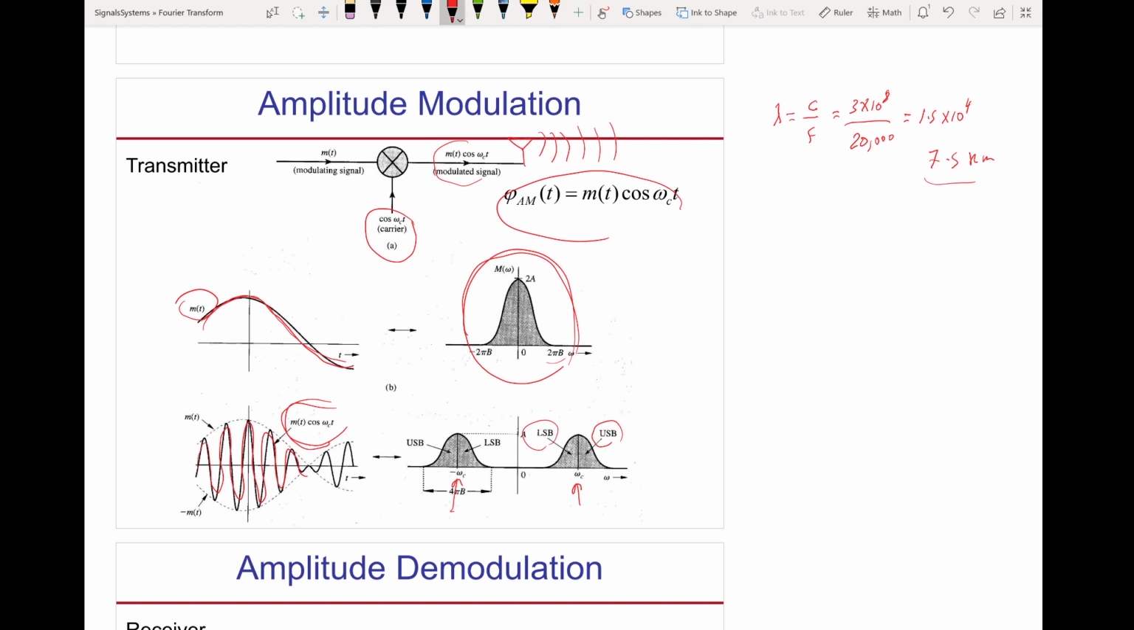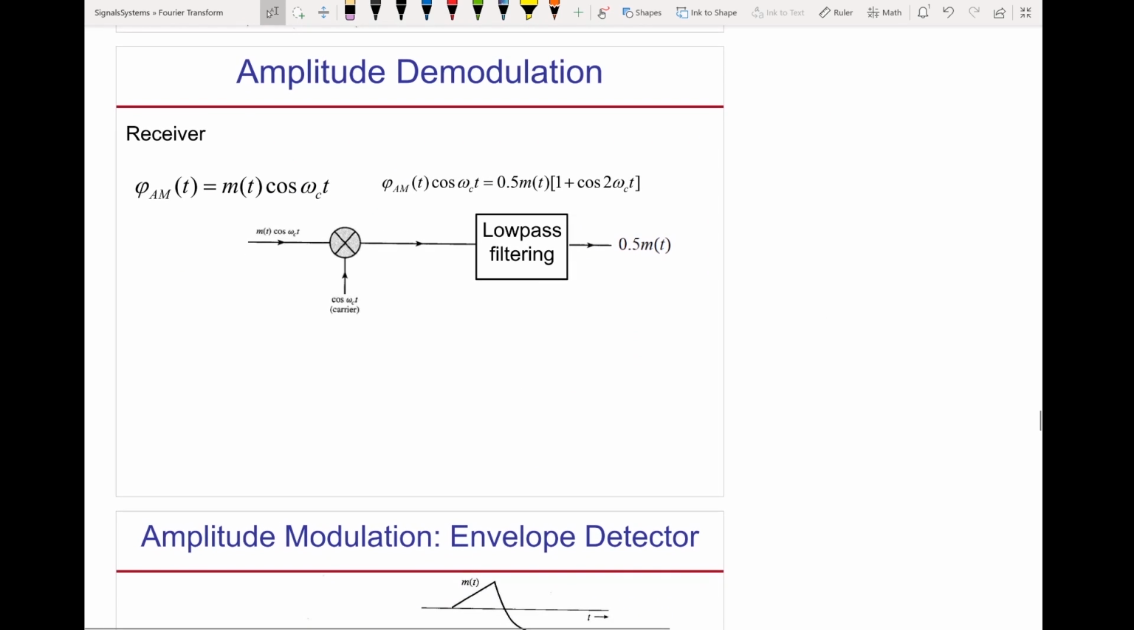Now the question is, at the receiver, like your cellular phone or your radio in your car, how do you get back from this signal? You will not even hear this; it's beyond our hearing ability. How do you get back the message signal, m of t? So let's look at the receiver and at amplitude demodulation. Amplitude demodulation works as follows. So this is the receiver.